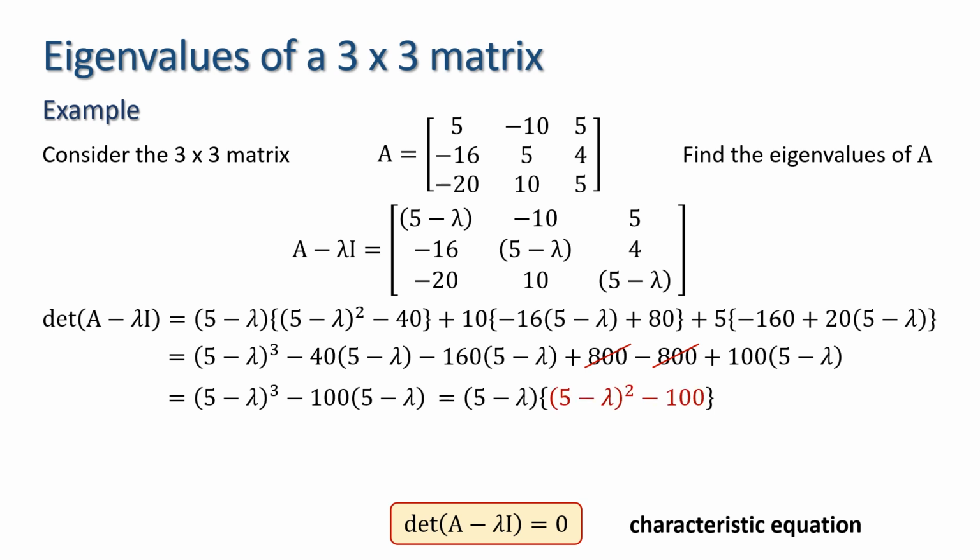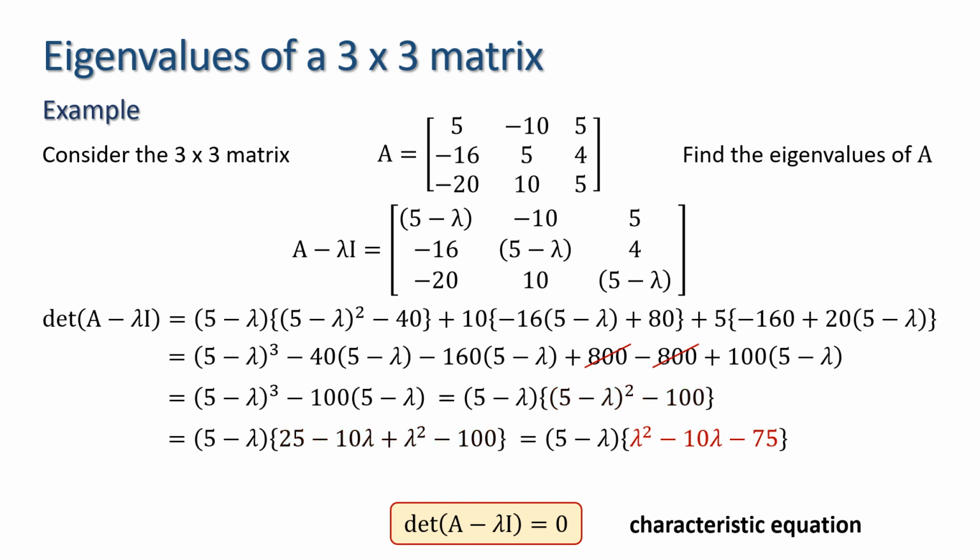Expanding the right-hand bracket, highlighted in red here, gives 25 minus 10 lambda plus lambda squared minus 100, which simplifies to lambda squared minus 10 lambda minus 75. This quadratic expression can be factorized, and we see that the determinant of A minus lambda I is (5 minus lambda)(lambda plus 5)(lambda minus 15).